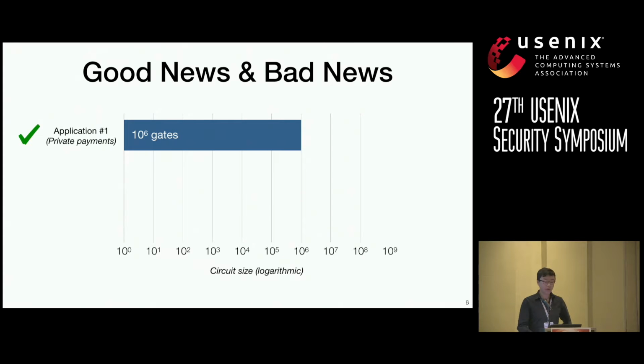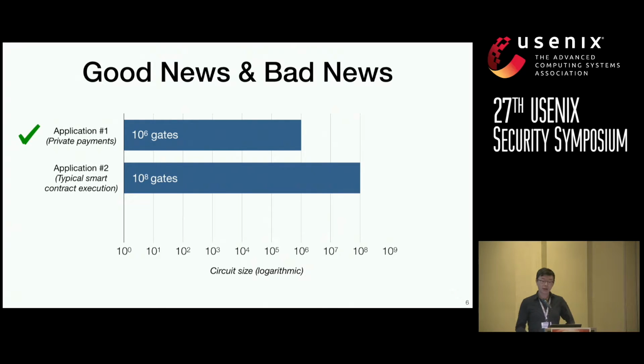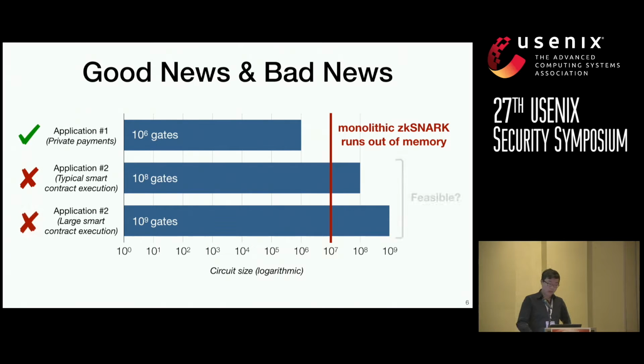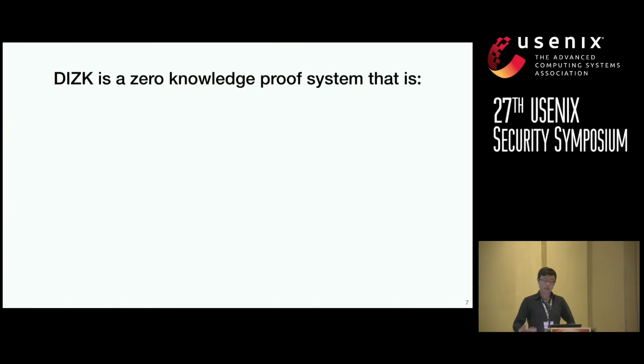However, if we look at a typical smart contract execution, we find that the size is approximately 100 million gates. And if we look at even larger smart contract executions, we find ourselves using billions of gates. Unfortunately, current monolithic ZK snark implementations run out of memory at approximately 10 million gates. And this makes these applications just out of reach from current techniques. So we asked ourselves, what would be a stepping stone for enabling applications such as this? And so we designed DIZK.